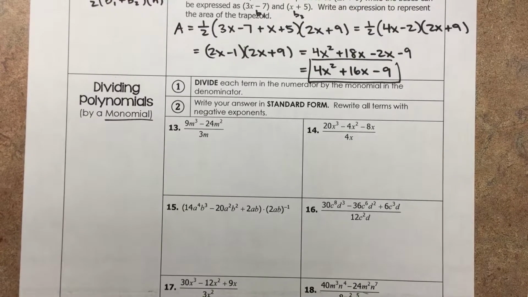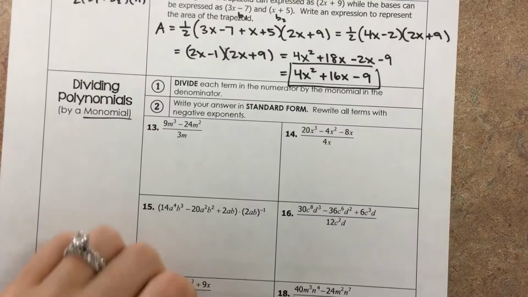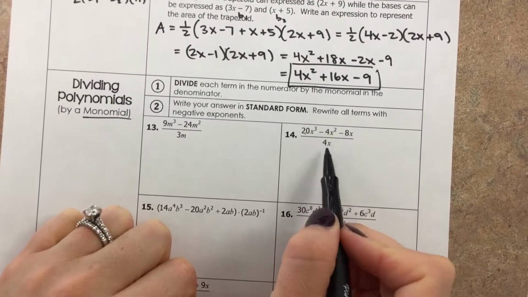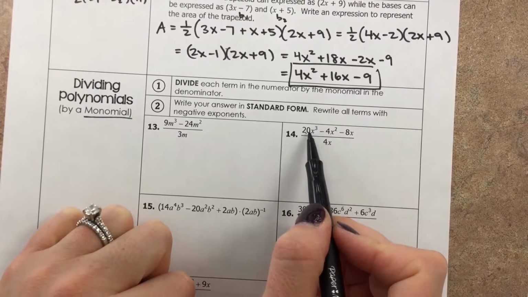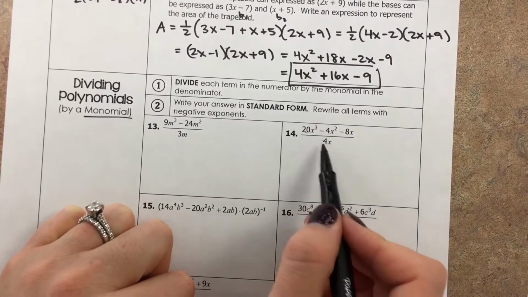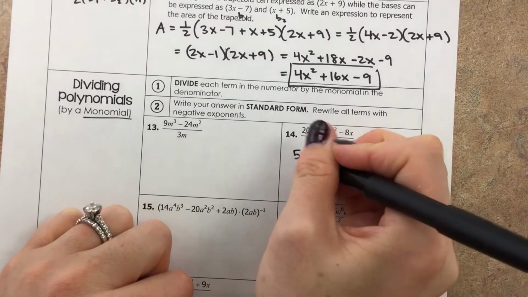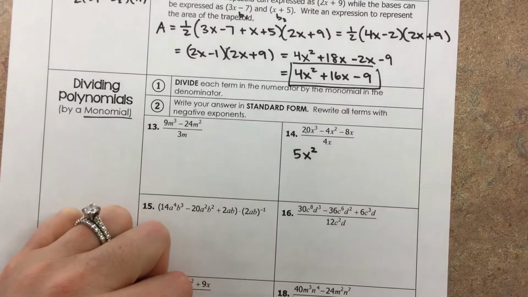So number 1, divide each term in the numerator by the monomial. So let's start with number 14. Take this and divide it by this. Then take this, divide it by this, and this divided by this. So 20x to the 3rd divided by 4x. So 20 divided by 4 is 5. X to the 3rd divided by x, remember, you do that little subtraction rule, and we get x squared.